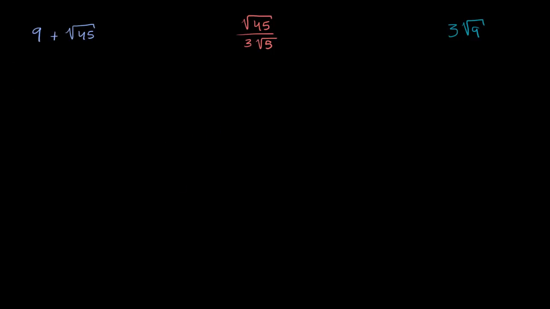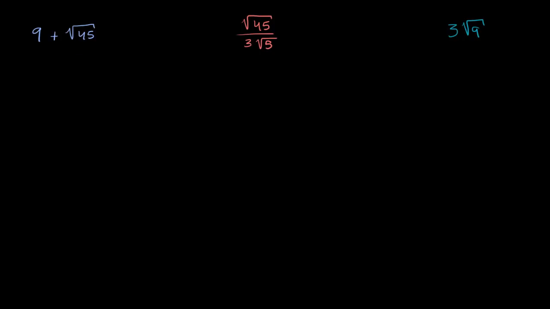So 9 is clearly a rational number. You can express 9 as 9 over 1, or 18 over 2, or 27 over 3. So it can clearly be expressed as the ratio of two integers. But what about the square root of 45? So let's think about that a little bit.